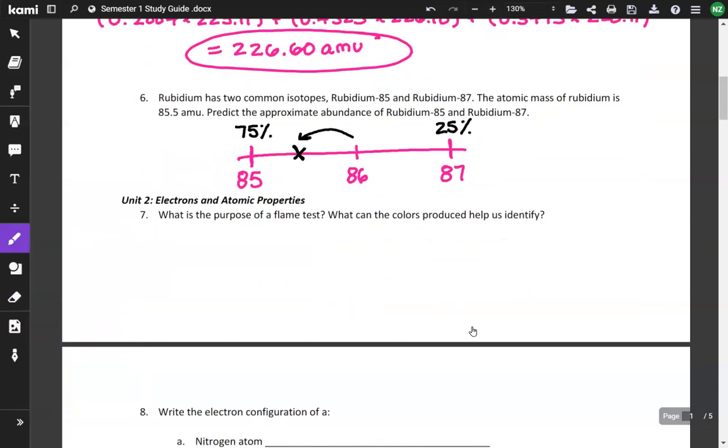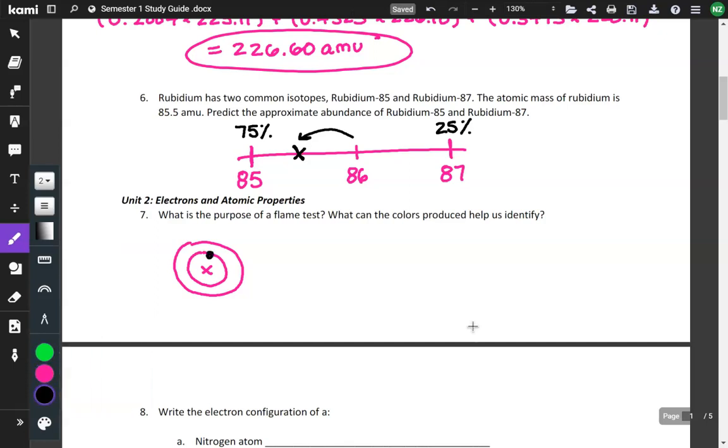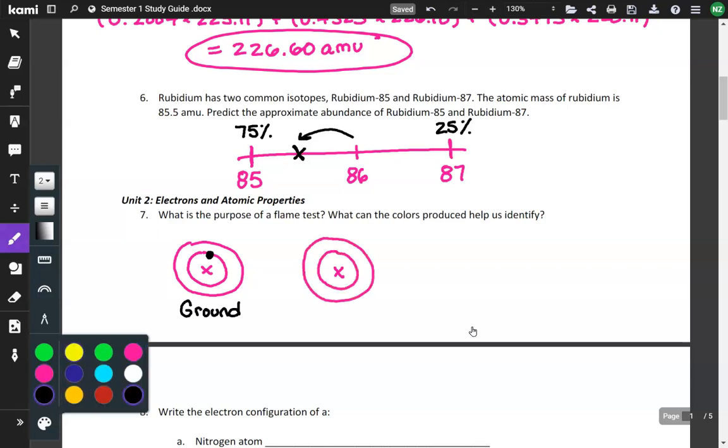All right, Unit 2, what is the purpose of a flame test? What can the colors produced help us identify? So the flame test is a qualitative test, meaning that it's based on observations, and we are putting a sample into the flame, and we are exciting those atoms. So the electrons start in the ground state, and we excite the electrons. So the electron moves to a higher energy level. And then it doesn't stay there.